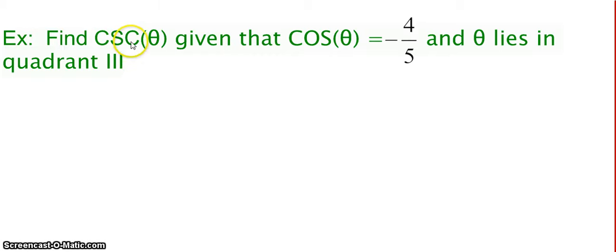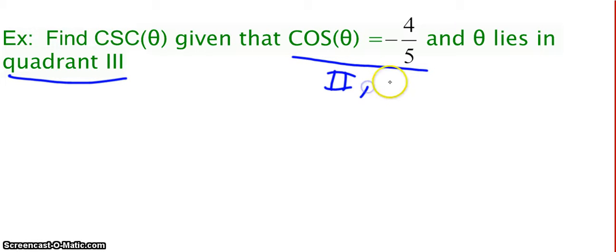So here, find cosecant of theta given that the cosine of theta is negative 4/5 and theta lies in the third quadrant. So why do I care about this, right? Well, because if cosine of theta is negative 4/5, this information could be in the second quadrant or the third quadrant, because cosine is negative in both of those quadrants. So the problem had to give me more information so I know this is the triangle in the third quadrant.